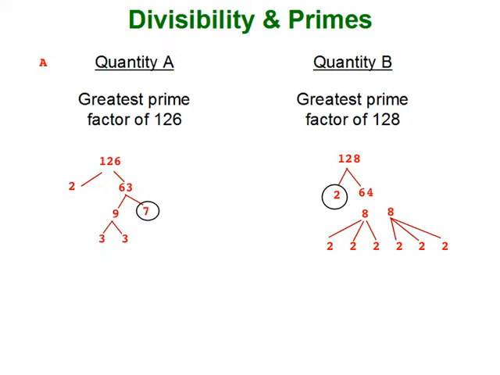For the rest of us mere mortals who don't automatically recognize that 128 is 2 to the 7th, factor tree is a surefire way to go.